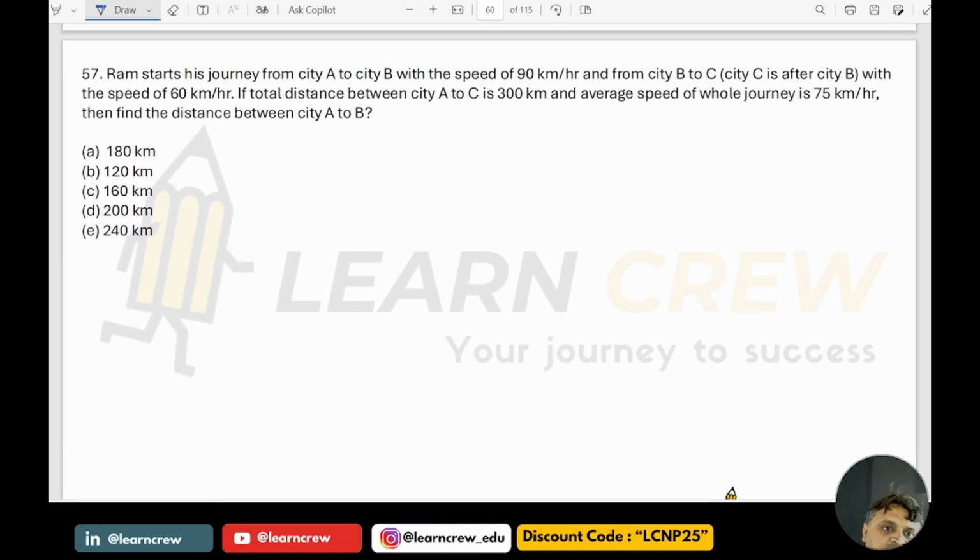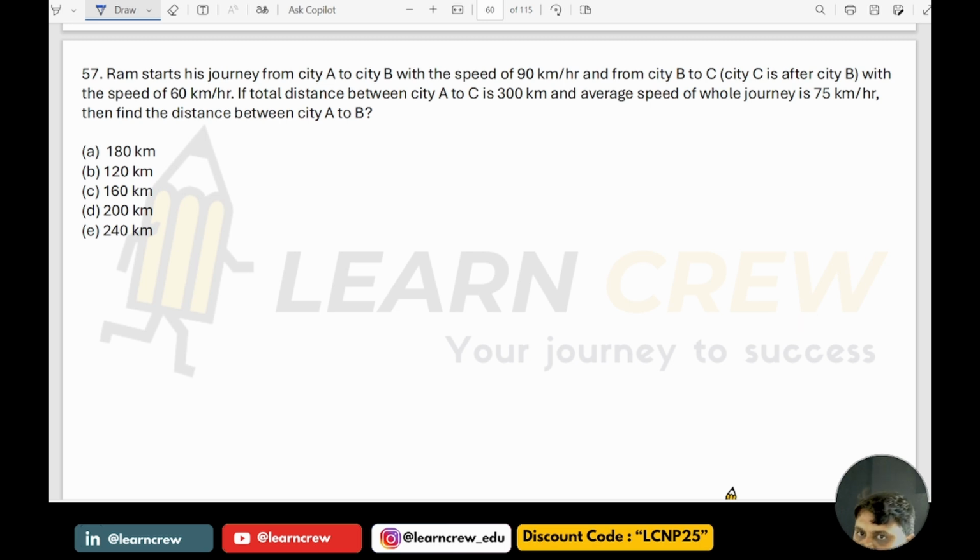Next, Ram starts his journey from city A. From city A to city B with a speed of 90 km per hour, and from city B to city C with a speed of 60 km per hour. The total distance between A and C is 300 kilometers, and the average speed for the whole journey is 75 km per hour. Then find the distance between A and B.